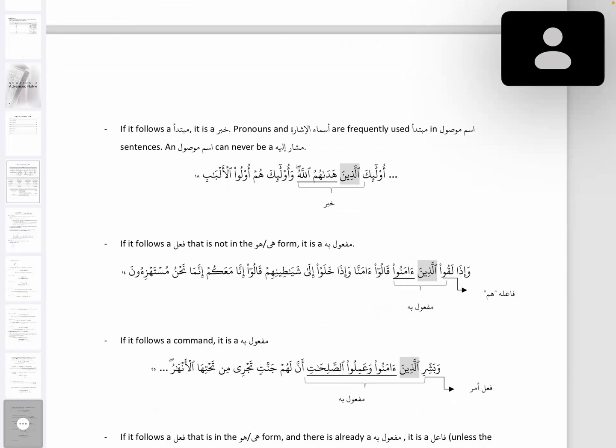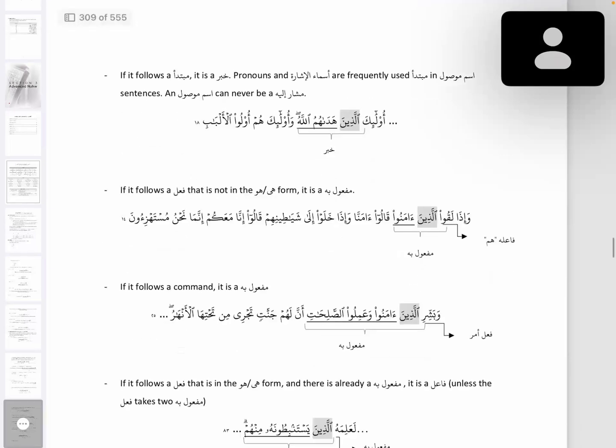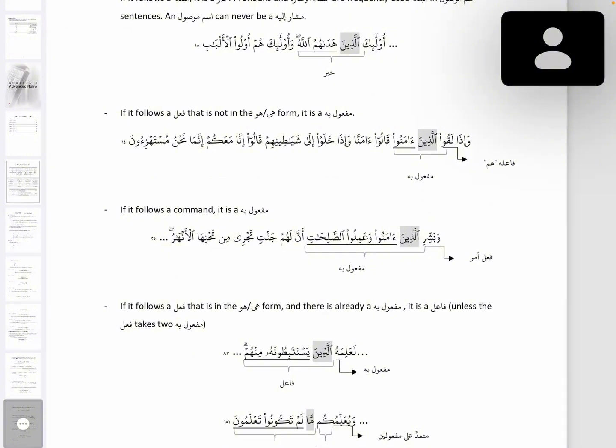If it follows a fail that is not in the huwa or hiya form, it is a maful bihi. وَإِذَا لَقُوا الَّذِينَ آمَنُوا قَالُوا آمَنَّا وَإِذَا خَلَوْا إِلَى شَيَاطِينِهِمْ قَالُوا إِنَّا مَعَكُمْ إِنَّمَا نَحْنُ مُسْتَهْزِئُونَ. If it follows a command, it is a maful bihi. وَبَشِّرِ الَّذِينَ آمَنُوا. If it follows a command, it is the maful bihi.